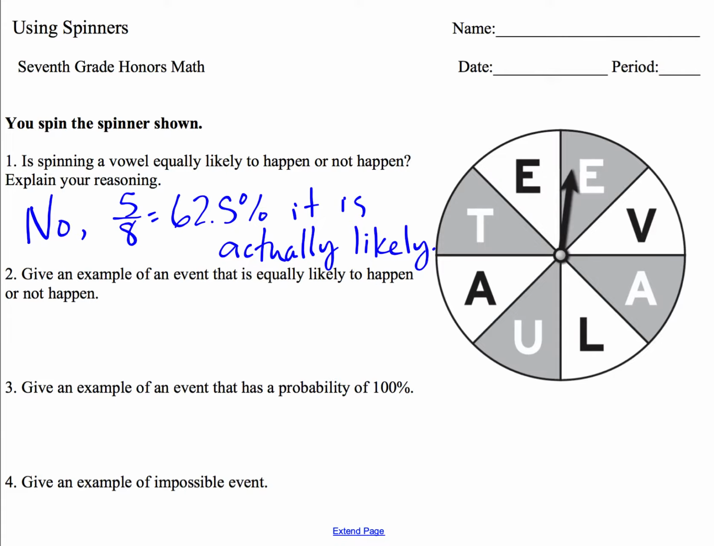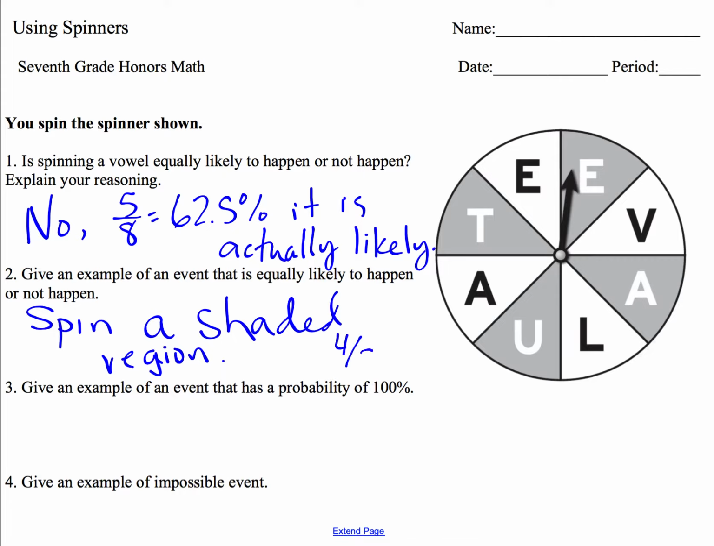What's equally likely to happen or not happen? We're going to flip a coin. Actually, I think this refers to the spinner. So let's do something based on the spinner. How about we spin a shaded region? Yeah, because then we could get the E, A, U, or T. So spinning a shaded region, there's 4 of them out of the 8, which is 1/2, which is 50%. So yeah, if you can get a 50-50 chance, that's your equally likely as unlikely.